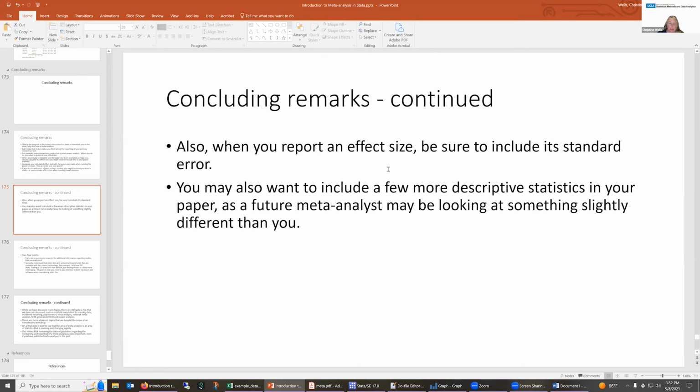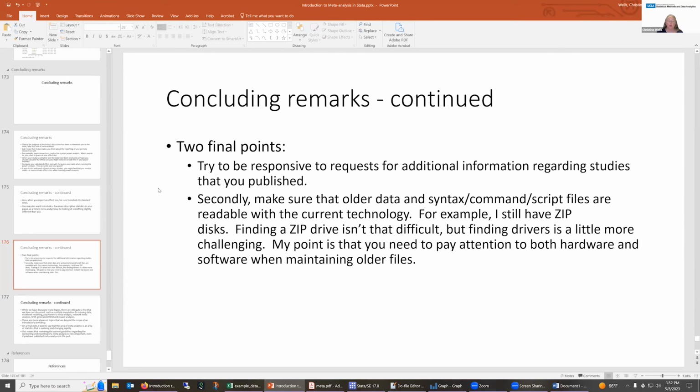Make sure to include the standard error of the effect size, include descriptives. Two final points here. Always be nice when people ask for additional information, because at some point that's going to be you asking for additional information.